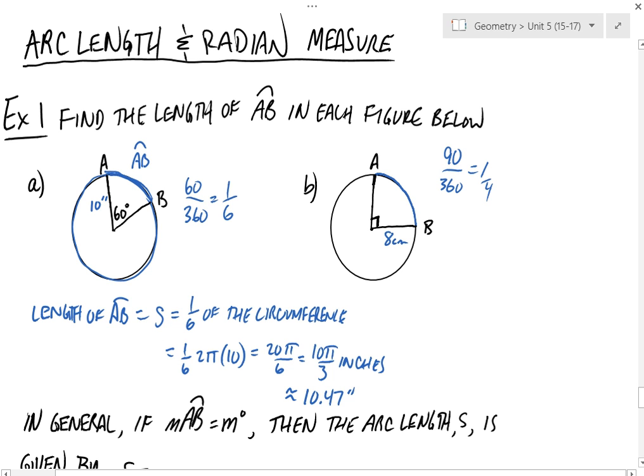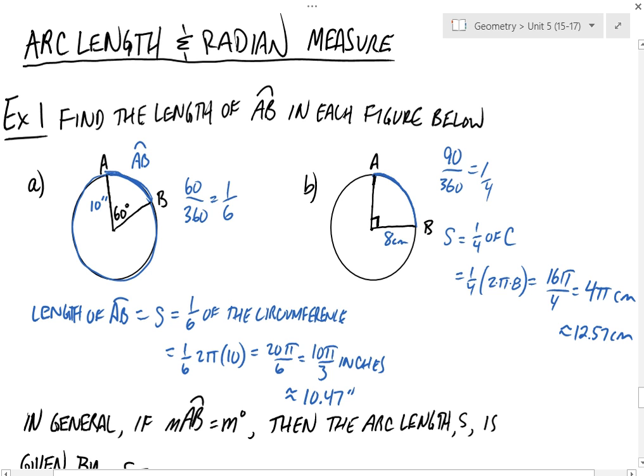And so we're going to take 1/4 of the circumference. So the arc length S is going to be 1/4 of the circumference, so that is 1/4 times 2 times pi times 8. That's 16 pi over 4, or 4 pi. And that's in centimeters, so 4 pi centimeters. As a decimal, 4 pi is about 12.57. So if you walked along this circle from point A to point B, you would walk a distance of 12.57 centimeters.